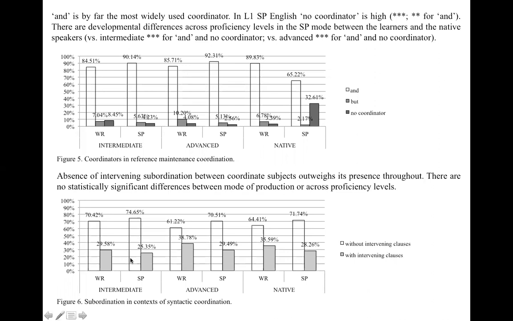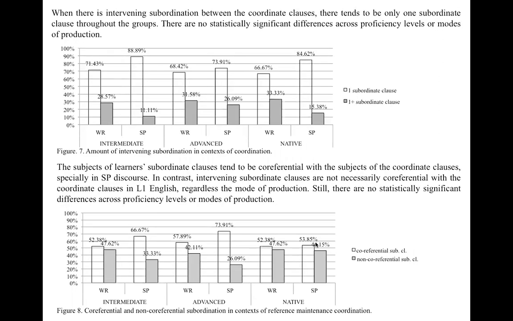Now, as we can see from the figures, absence of intervening subordination between the subjects of the coordinate clauses is present throughout all the batches. And there are no statistically significant differences between mode of production or across proficiency levels. So when they use coordination, usually there are no subordinate clauses in between. Now, when there is intervening subordination, usually there is just one subordinate clause. So there is very little syntactic disruption in this sense, as we can see in figure 7.